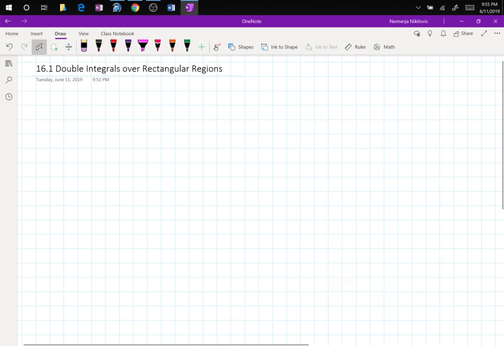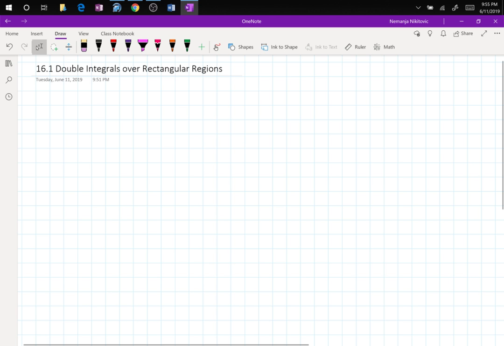Hello and welcome back to Calculus 3. We are starting chapter 16. The first lecture is about double integrals over rectangular regions. And we are looking for volume.